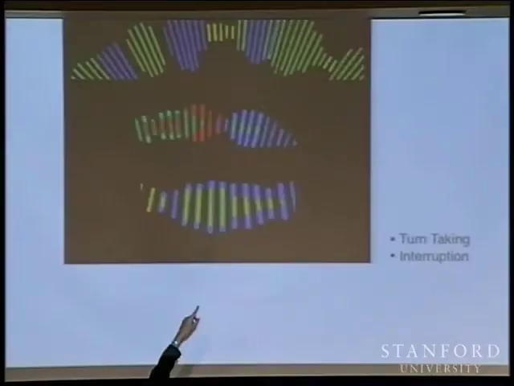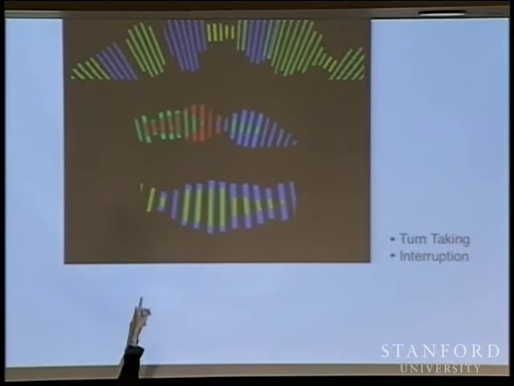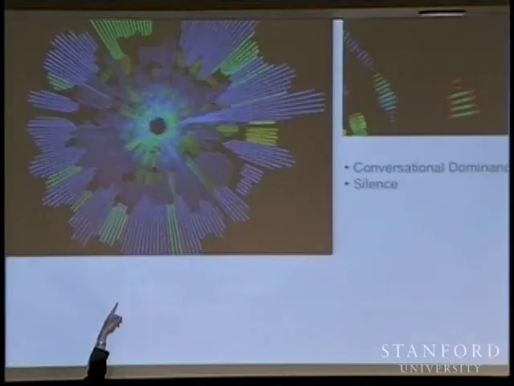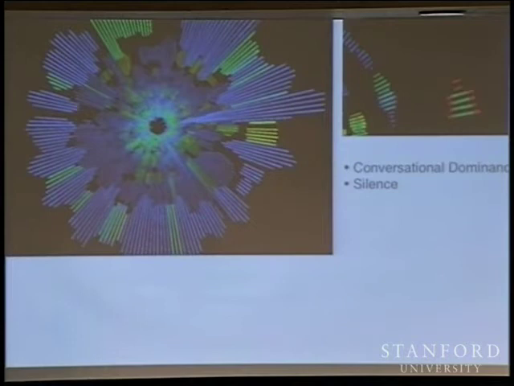You can see what these look like. These are people chiming in together here in the middle. These are people trying to fight for the floor here. On the top is what was more typical turn-taking. You can also see conversational dominance. For example, I have to admit, the blue here is me. This is one of our group meetings where I was talking more than the students were talking. And in a sense, I wasn't letting them get a word in.